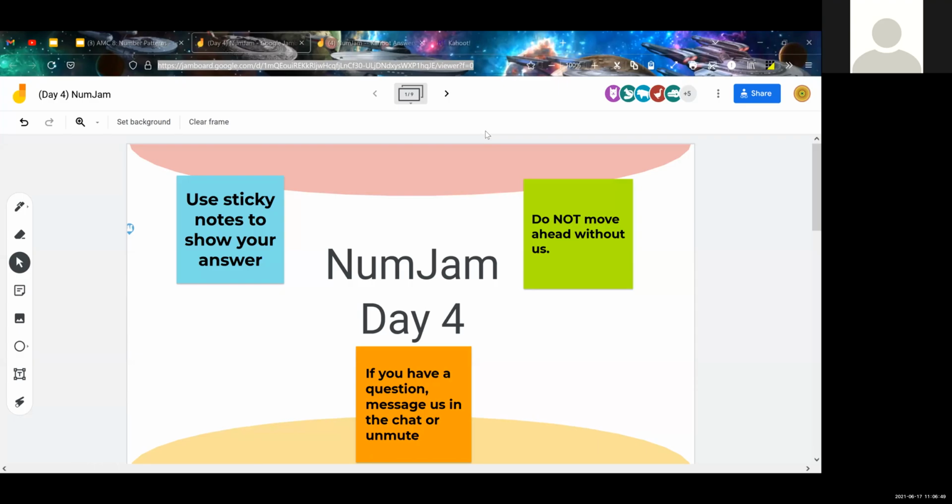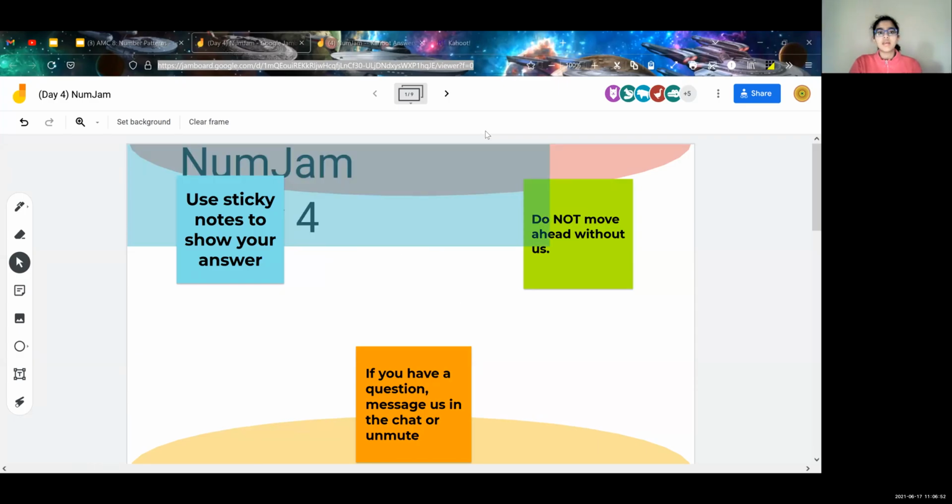Okay, so we are going to be doing a Jamboard. Let me just share it with you guys. Everyone will be able to edit it, so please be appropriate and on task. Don't go off topic when you're on it. Use sticky notes to show your answers, and if you have a question, message us in the chat or unmute so we can answer it for you. You can also enter a text box for your answer. It's up to you.